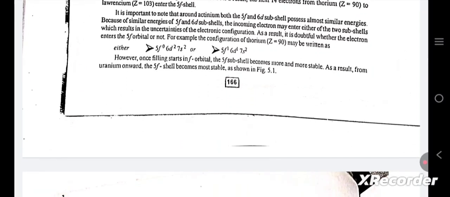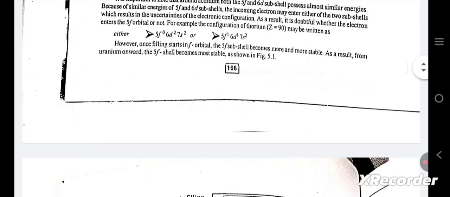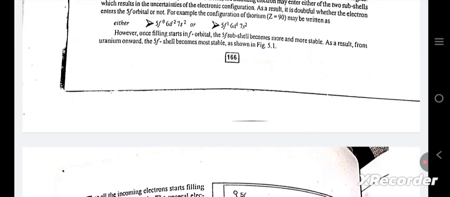It is important to note that around actinium, both the 5f and 6d subshells possess almost similar energies. Because of the similar energies of the 5f and 6d subshells, the incoming electron may enter either of the two subshells, which results in uncertainties in the electronic configuration. As a result, it is doubtful whether the electron enters the 5f orbital or not. For example, the configuration of thorium may be written as, look at this.